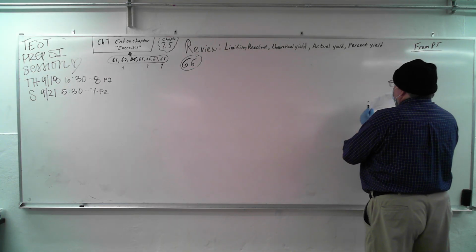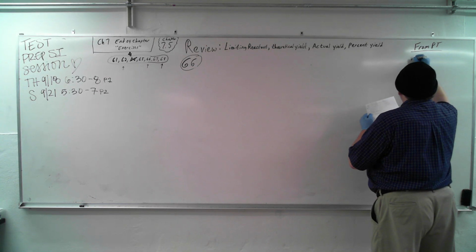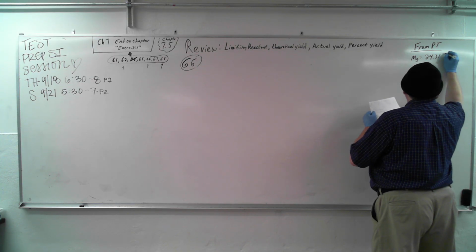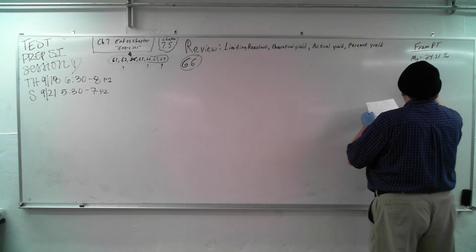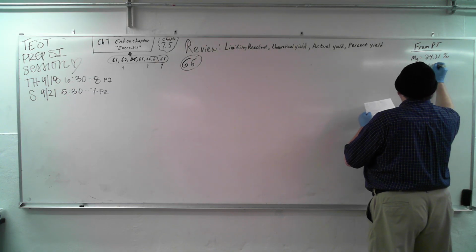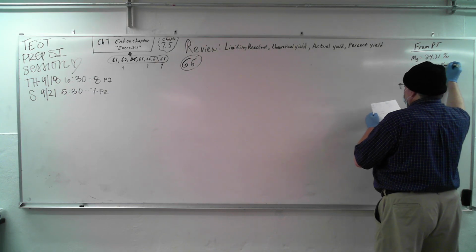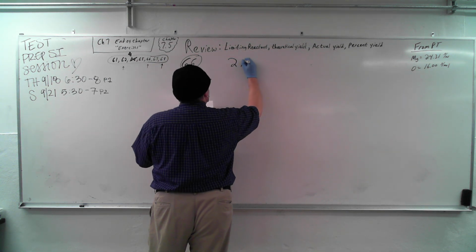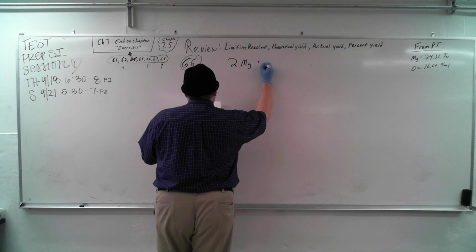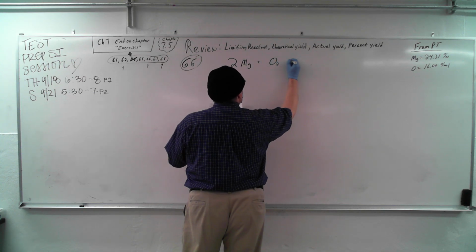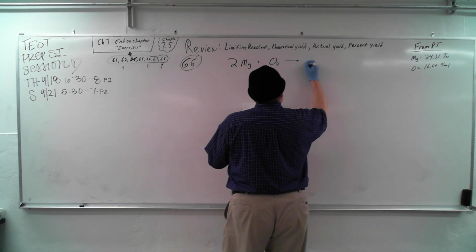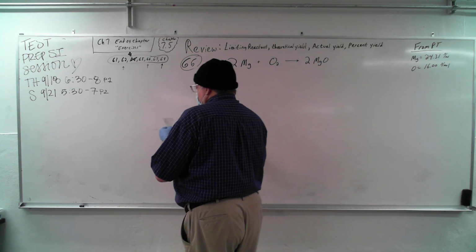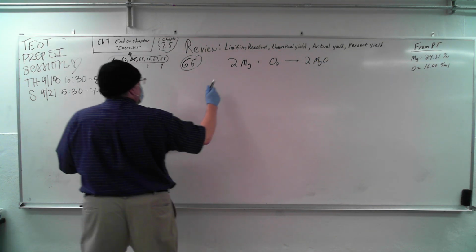I looked up on the periodic table already. Mg off the periodic table is 24.31 grams per mole. Oxygen is 16 grams per mole. All right. The equation is the reaction 2Mg plus O2. That's the reaction.